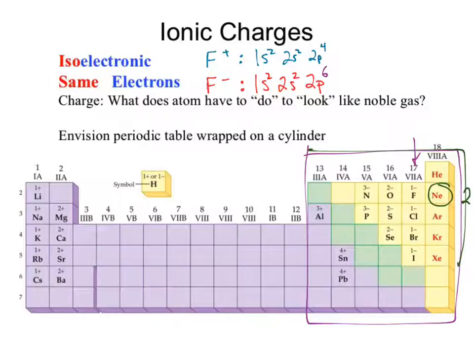Helium, it could absolutely look like helium, but to look like helium, what does it have to do? It has to lose 7 electrons. So which is easier? Lose 7, gain 1. Gain 1. What happens? Fluorine gains 1. So what happens when we now look at it as an ionic compound?